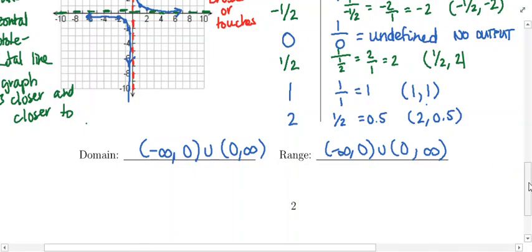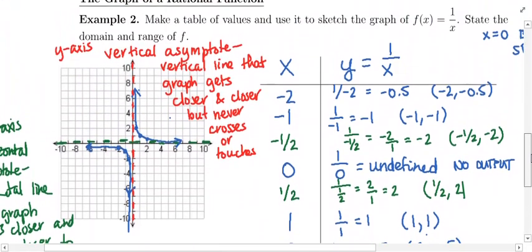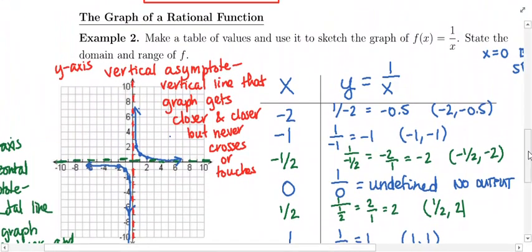All right, so what we're going to do now is we're going to take a look at some other rational functions and explore their graphs. Expect to see asymptotes.